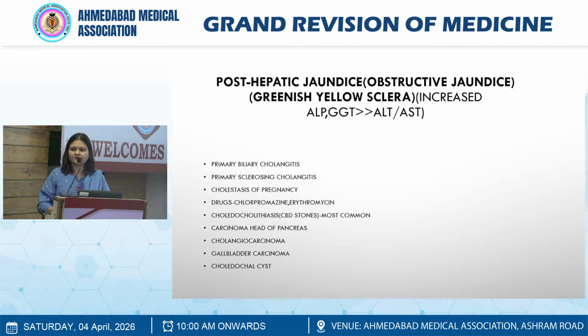Lemon yellow, ochre yellow and greenish yellow here. So by the shades of yellow color you can identify the etiology of jaundice. Here the ALP and GGT, that is alkaline phosphatase and gamma glutamyl transferase, are disproportionately elevated compared to the AST and ALT. Few medical causes I have mentioned, otherwise it is called surgical jaundice.